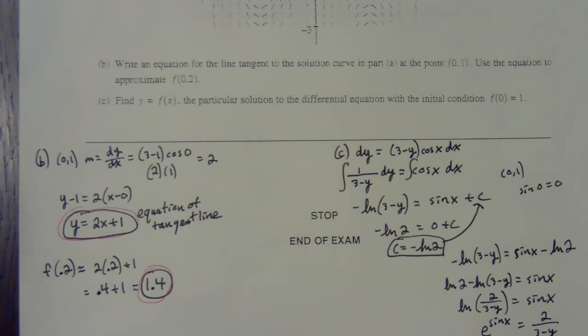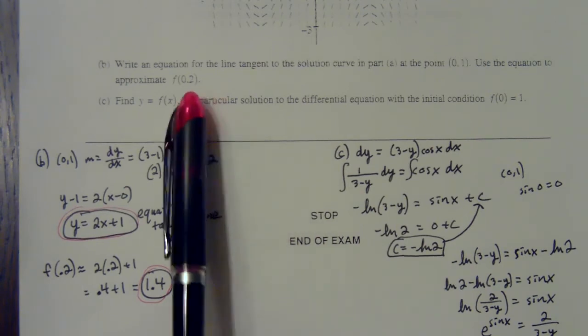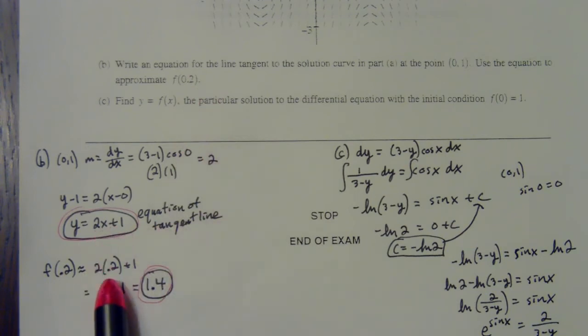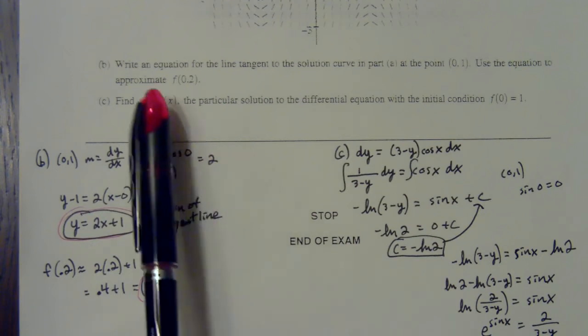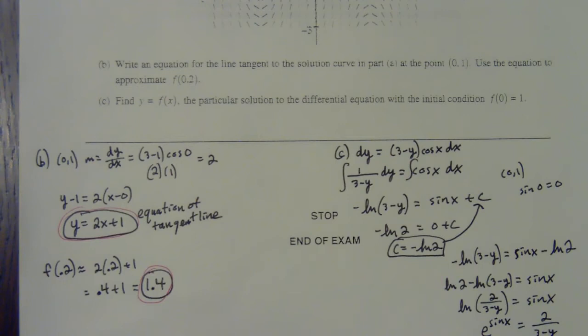And then it asks us to use it to approximate f of 0.2. So just take the 0.2 and plug it in for x right there. And then just be careful with your arithmetic. You're going to get 1.4 for that answer. Just make sure you read the whole problem. If it tells you to use it for something, go ahead and do that.